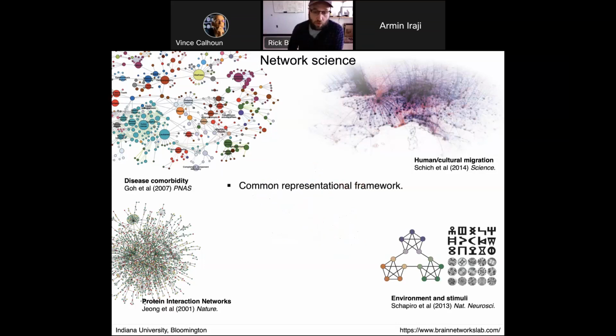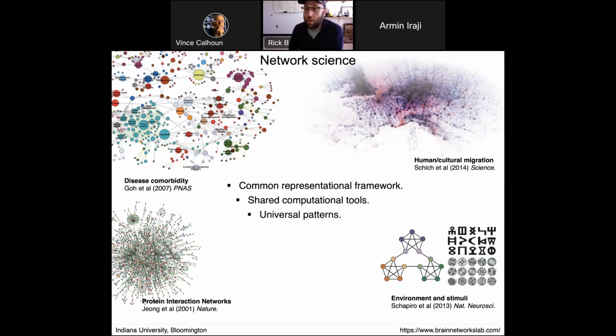The network framework is common across these disciplines. It allows us to exchange computational tools. I can talk to a sociologist about community structure, and they can talk to me about their techniques for detecting communities and modules in networks. It allows for this sharing of ideas and tools.